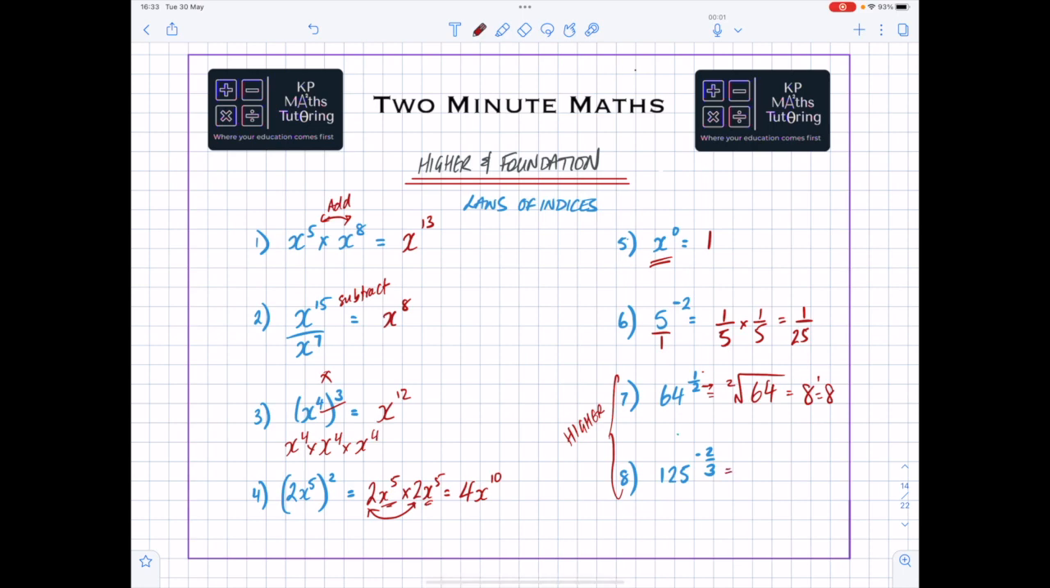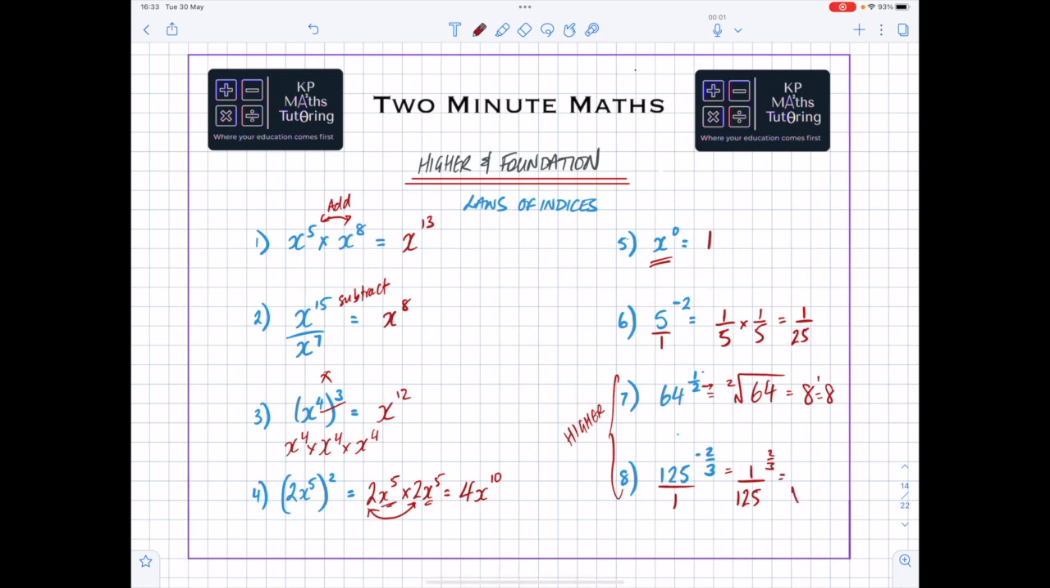And then the final one here is a combination of those two things. So what we do is you put it as 125 over 1 and we flip it upside down, same as we did with question 6 there. So it becomes 1 over 125. And then what we do is we follow those rules for the indice part where it's a fraction.